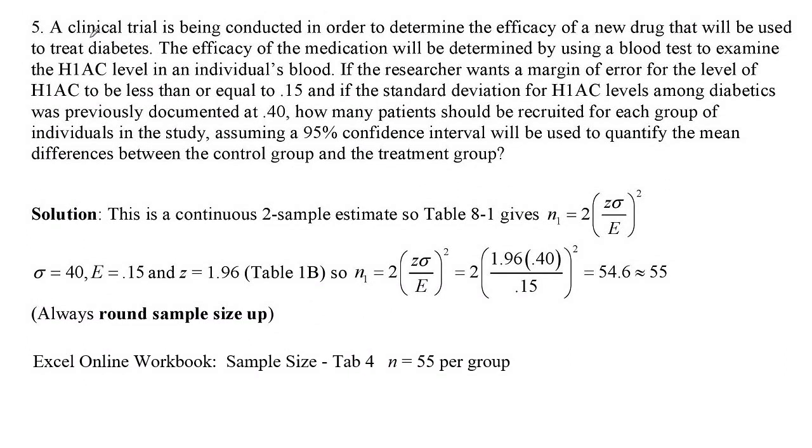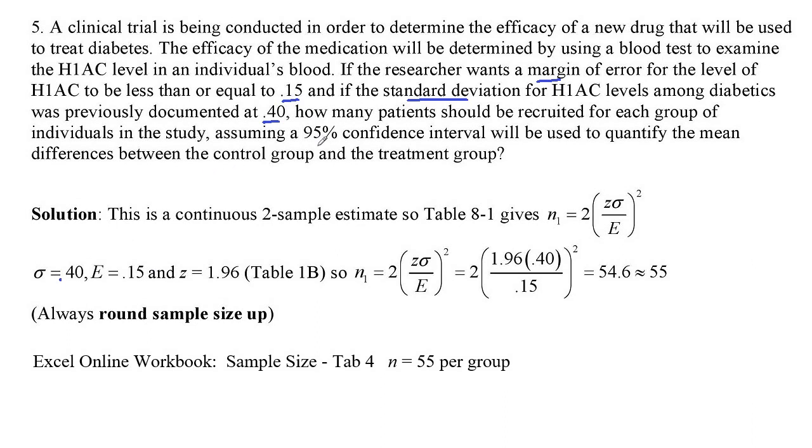Problem 5, we've got a clinical trial to determine the efficacy of a new drug that will be used to treat diabetes. So we're going to determine that using a blood test to examine hemoglobin A1C levels. If the researcher wants the margin of error for the level of H1C to be less than 0.15, so that's E equals 0.15, so that's right here. And if the standard deviation of the H1AC levels is documented to be 0.40, so that's saying sigma is 0.40 there.